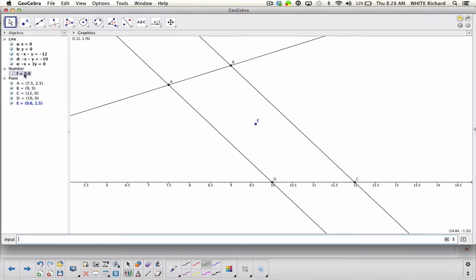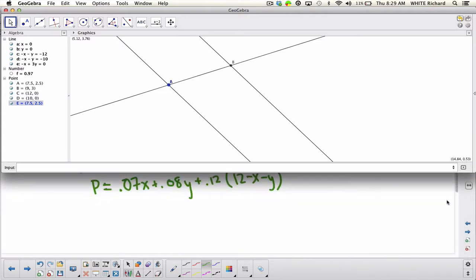Okay, there's 0.9 there. So let's just drag these around. We've got 0.94. I'm looking right here at F, trying to maximize that. 0.94, 0.84, 0.87, and 0.97. So it looks like what it wants us to do is 7.5 shares of X, 2.5 shares of Y.